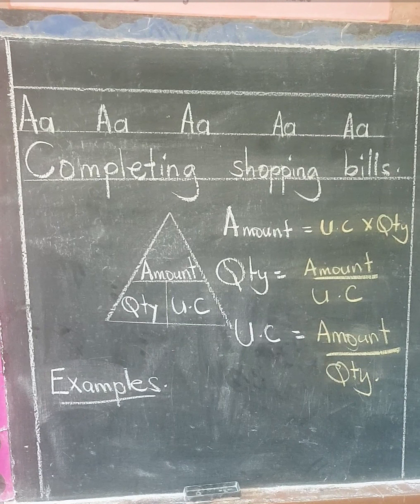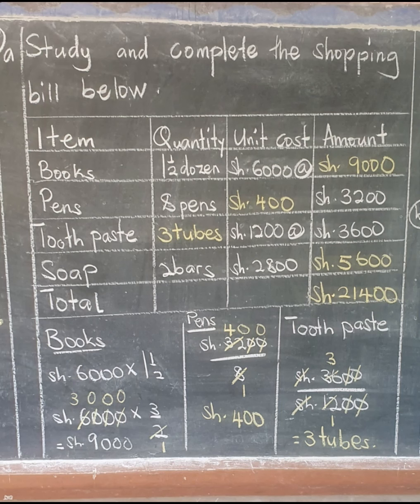After looking at those three formulas that are going to help us complete the shopping bills, we are going to handle these two examples that we have at the chalkboard. Example number 1 is saying, study and complete the shopping bill below. In this shopping bill, we have a column showing the item, the quantity, unit cost, and amount.